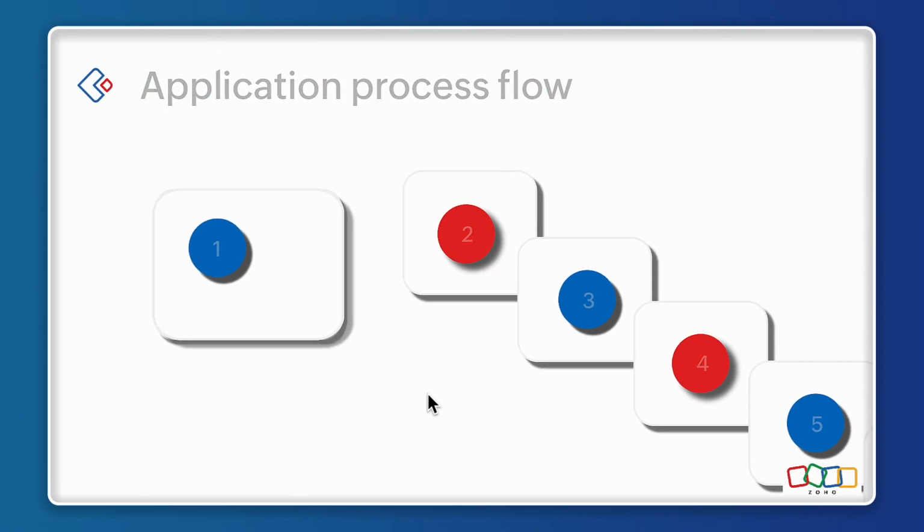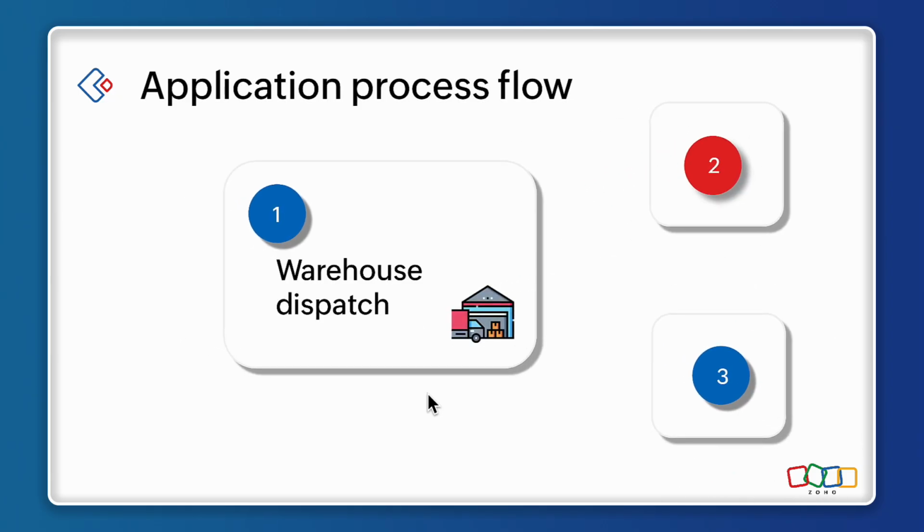So the first process is all about the warehouse dispatch. So let us consider an example here. Let's say I own a manufacturing industry, right? So from the manufacturing company or the industry, on a daily basis, I'll be producing several products, right? Once those products are ready, I'll be transferring them to a different warehouse, right? So that comes as the first process. From a company, the product will be dispatched to the warehouses.